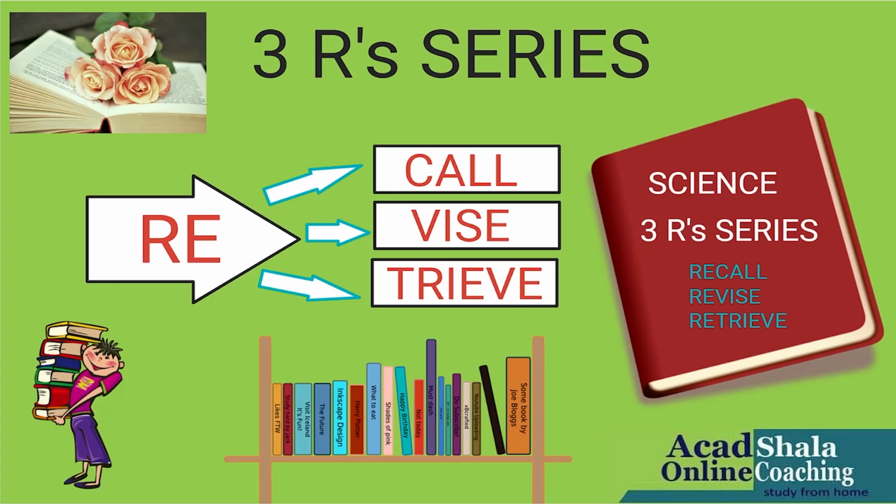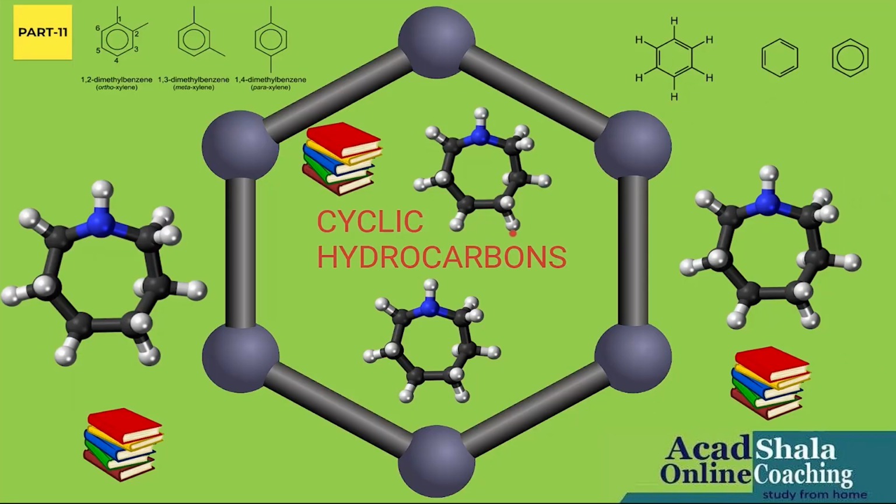Let's roll on with 3R series, that is recall, revise, retrieve. Today we are going to do cyclic hydrocarbons from chapter 4, carbon and its compounds, part 11. This is a really very important topic for your exams.